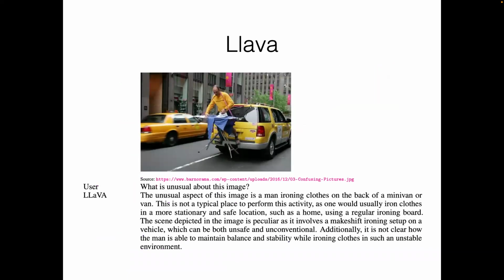So for instance, here you have this image, and it looks like it's a person on the back of a taxi ironing clothes. In their data, they have these different image prompt pairs. Here you could see that the user said, what is unusual about this image? And then the LLaVA model will be fine-tuned to produce some text sequence. So after it's fine-tuned, this is one of its generations.